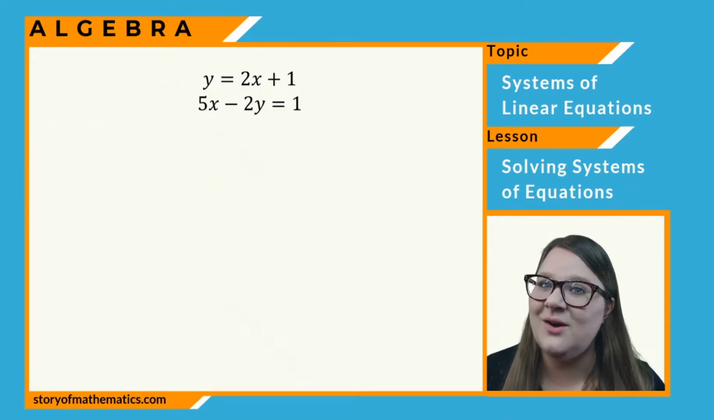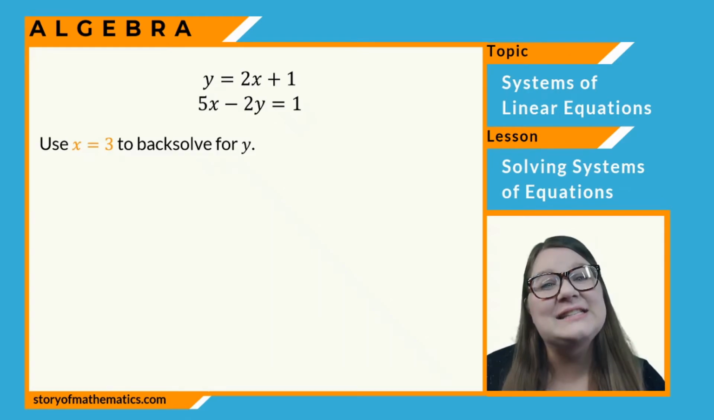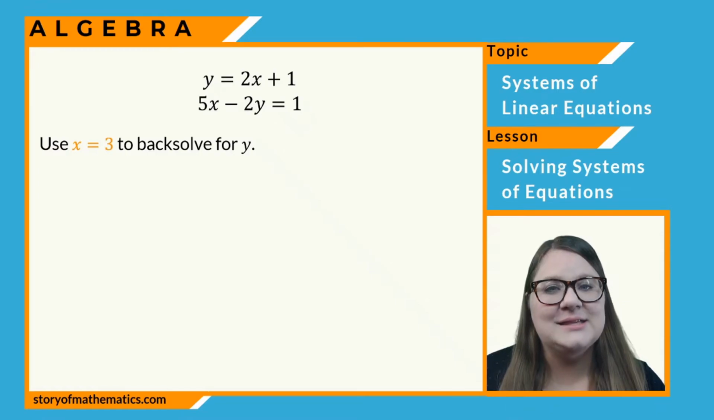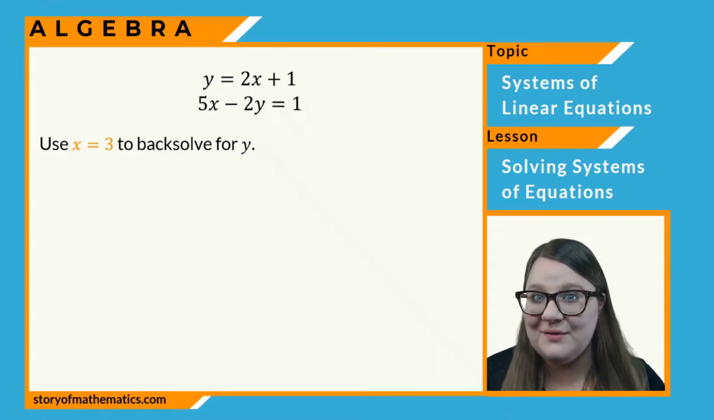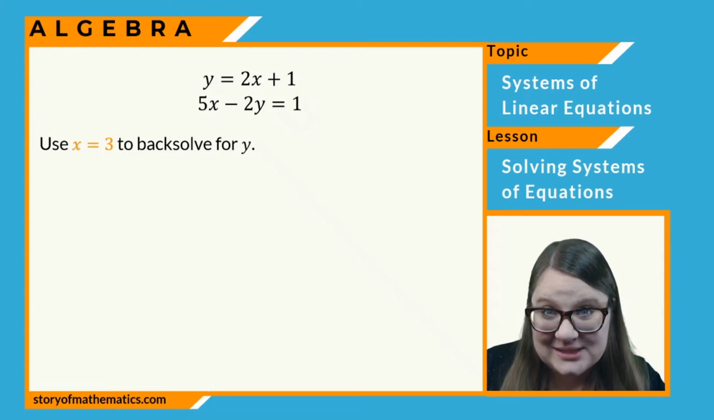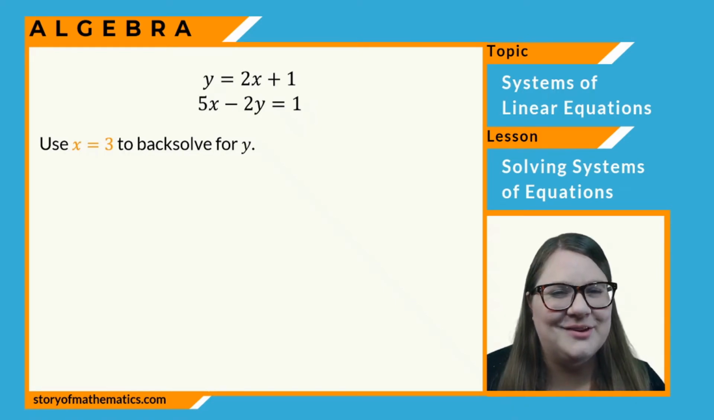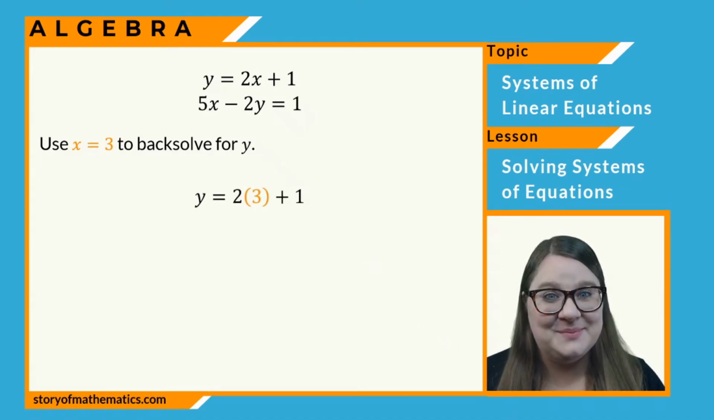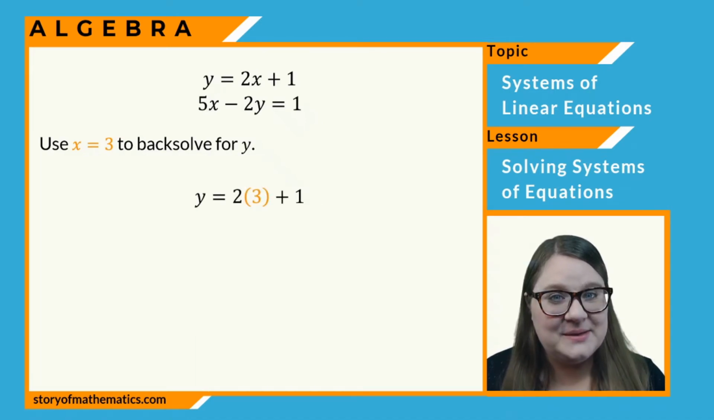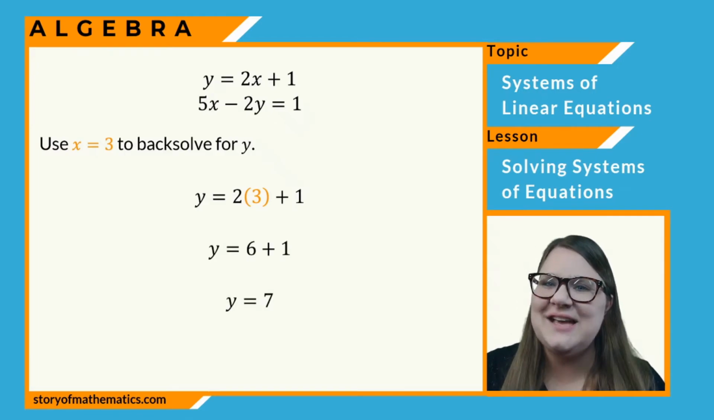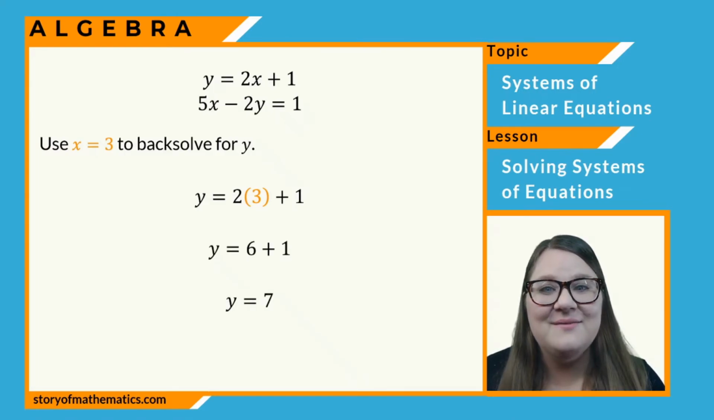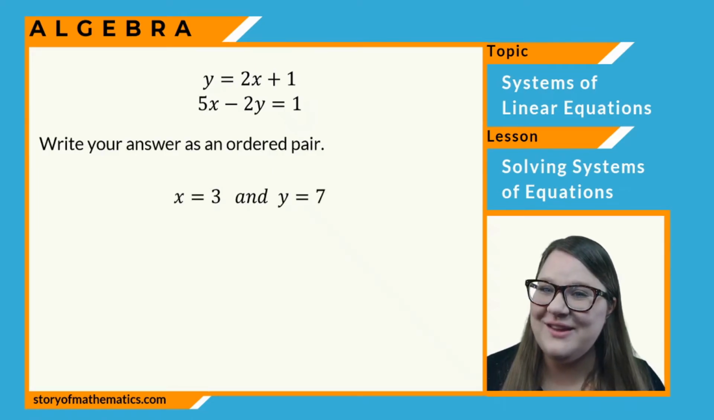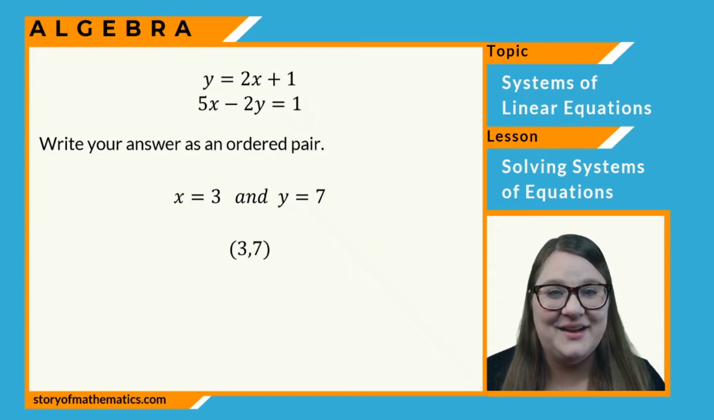So I'm going to back solve for y by plugging in x = 3 to one of my equations. Now I can pick either equation and get the same answer, because it's the solution to the system. However, I do like the first one because y is already by itself. So I'll plug x = 3 into 2x + 1. So that becomes 2 times 3 plus 1, which is 6 + 1 or 7. So now I can write my answer as an ordered pair. Since x = 3 and y = 7, that gives me the point (3, 7).